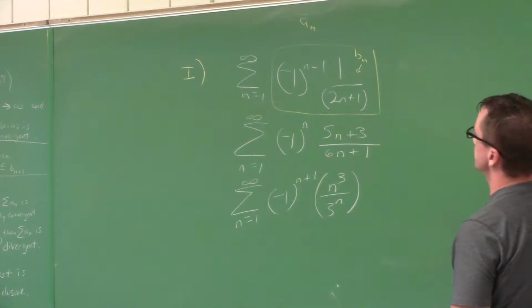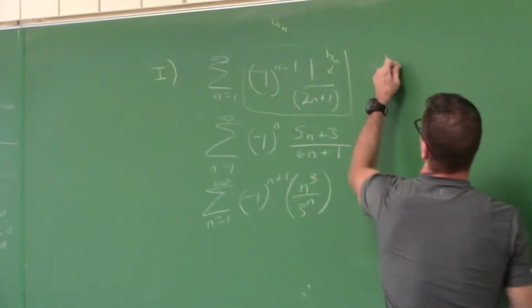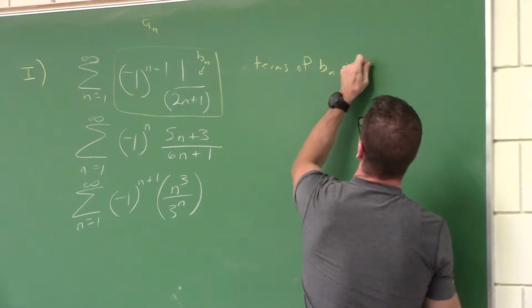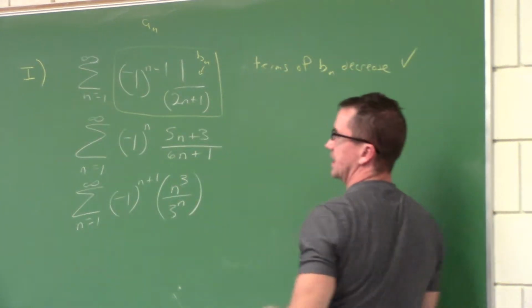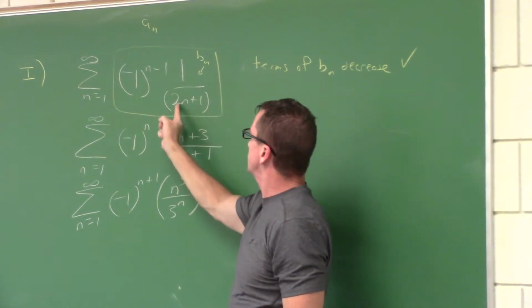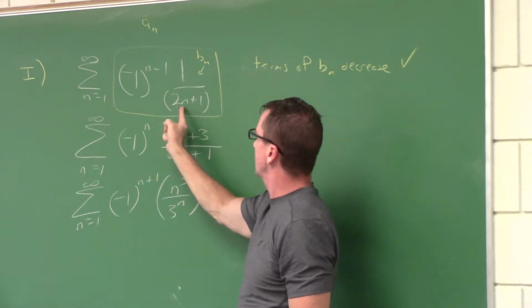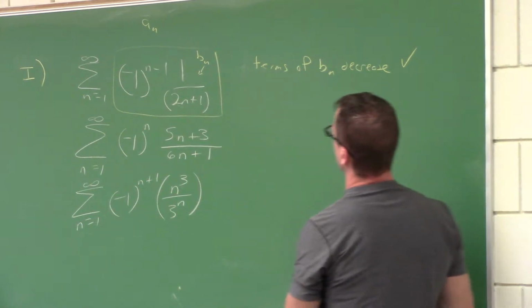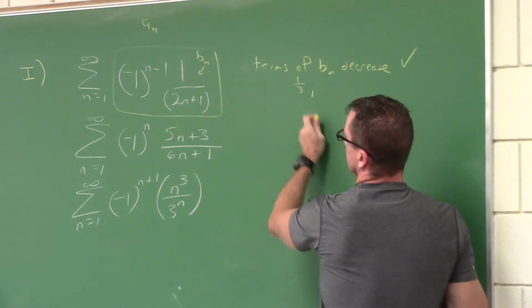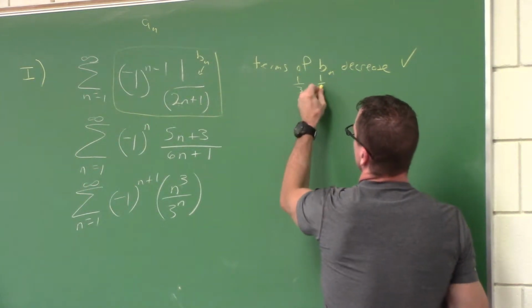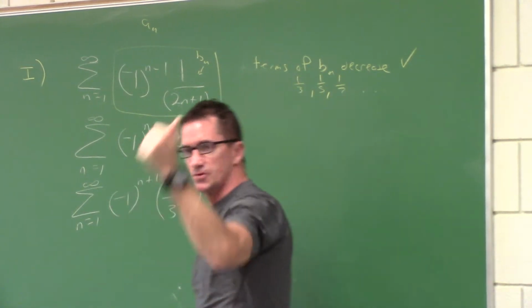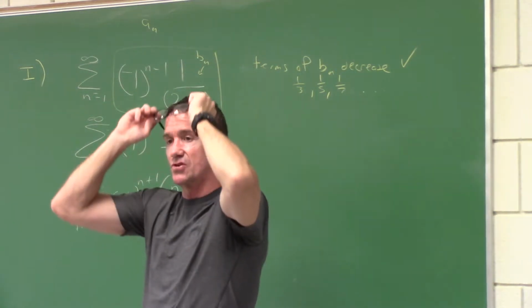Do the terms decrease? Are the terms of b sub n decreasing? I say yes. Do you agree? 1 over 2 times 1 plus 1, then 1 over 2 times 2 plus 1, 1 over 2 times 3 plus 1. What are those terms? You can just look at them. It'd be 1 over 3. What would be the next one? 1/5. Aren't they getting smaller? So that holds true. But we do have to make sure the terms are decreasing.